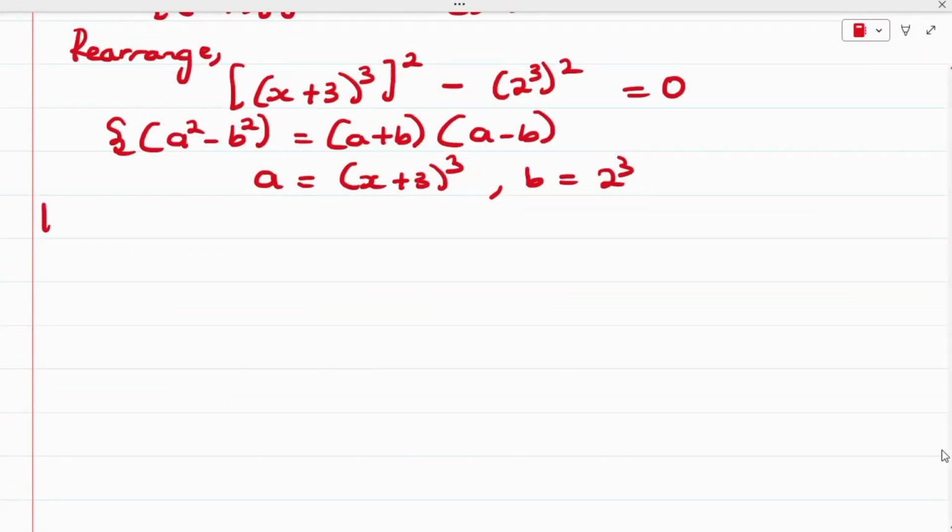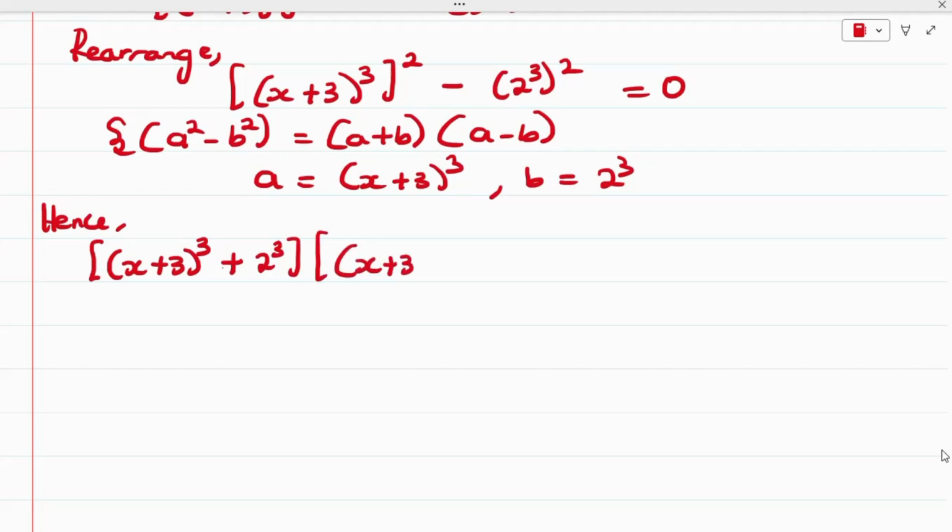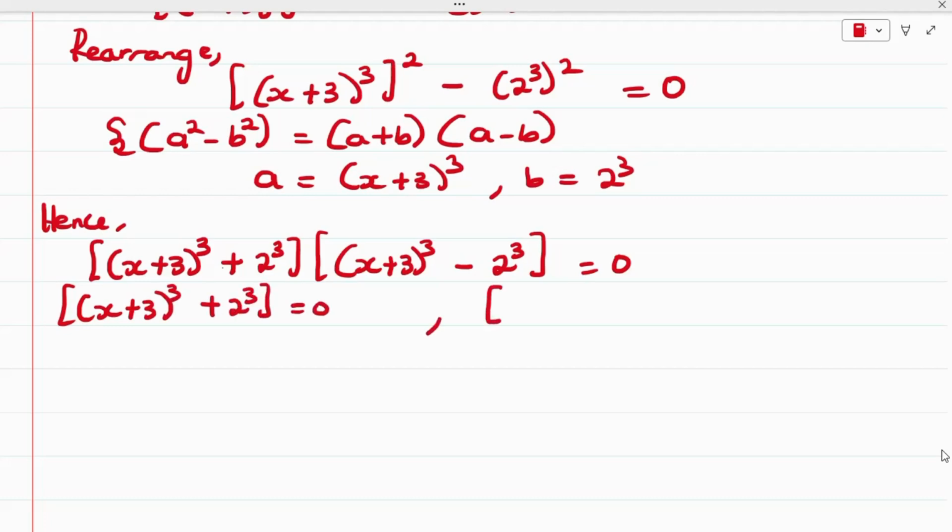3. So hence, applying this, we have this to be x plus 3 all raised to the power of 3 plus 2 raised to the power of 3, multiplied by x plus 3 all raised to the power of 3 minus 2 raised to the power of what? 3, and this is equals to what? 0. Alright, so we have this to be x plus 3 all raised to the power of 3 plus 2 raised to the power of 3. This is equals to 0, and we have that x plus 3 all raised to the power of 3 minus 2 raised to the power of 3, and this is equals to what? 0. So we're going to solve for this separately.